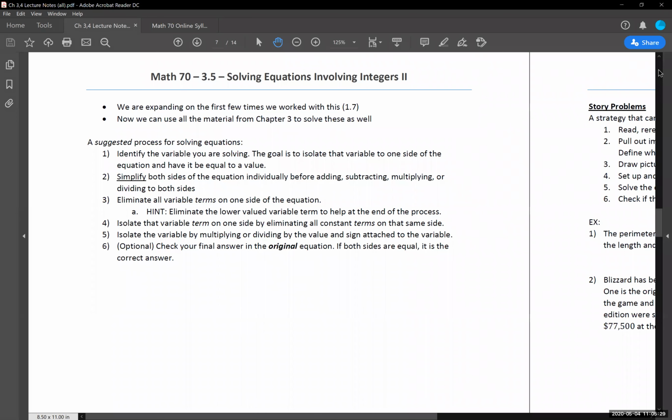Okay, so today we are looking at section 3.5, solving equations that involve integers. And again, the first thing we're seeing with our bullet points is that we're basically just expanding on the first few times we worked with this from section 1.7. We worked with a lot of this type of material in chapter 1 and chapter 2, but we're bringing it back with everything we've learned so far in chapter 3.